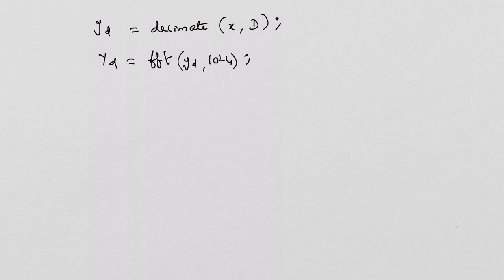How to plot it? Plot of f comma abs of Yd of, I take only 512 values of the spectrum to view. Let's have this. Good. What is the y label? What is the legend? What is the x label? You can mention it.